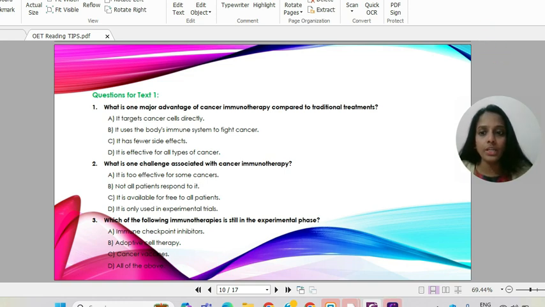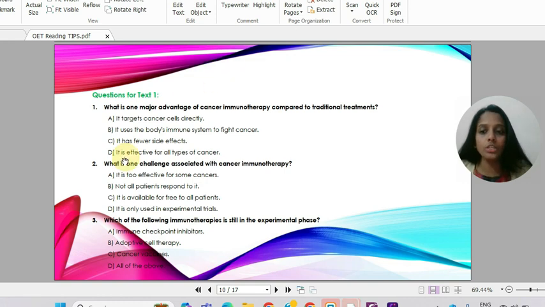So the first one is it uses cancer cells directly. It uses the body's immune system to fight cancer. It has fewer side effects. It is effective for all types of cancers. So they have given 4 options. Now it's your duty to find out which one is right. So go back to the passage, have a look, and try to find out which is the right answer. And let me move on to the second question.